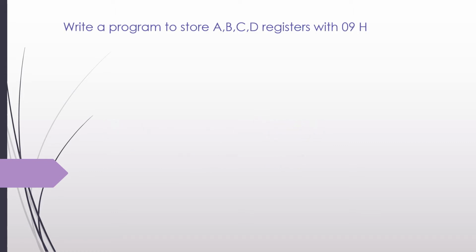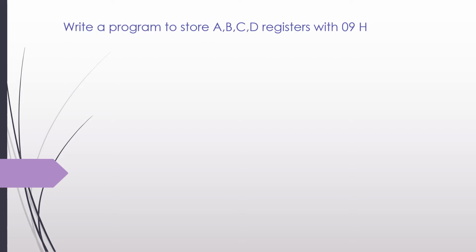Okay, the first program that we're going to start with is to store some data in some of the registers. So what is the program? Write a program to store ABCD with 09. These A, B, C, D are registers. When we come across something like that, to store something into the registers, we have to think: is there an instruction which takes the data 09 into the accumulator, into B register, into C and D register? So we have to start thinking about which instruction best suits this position.